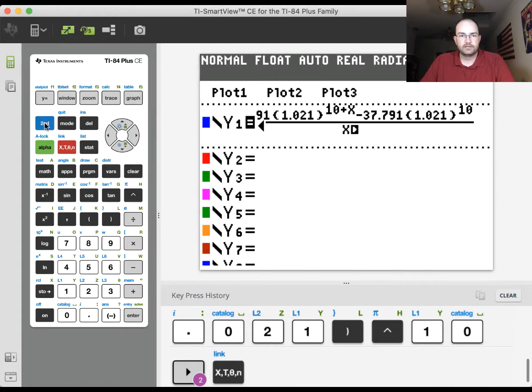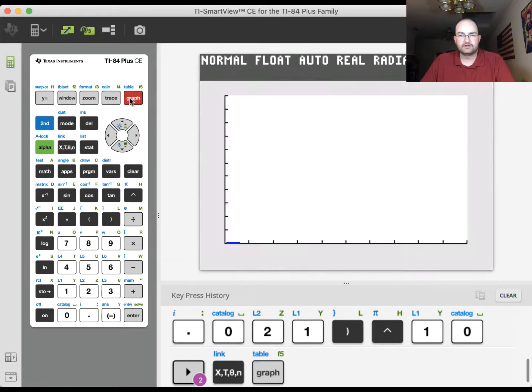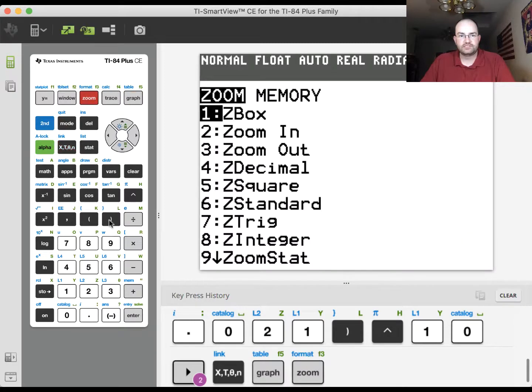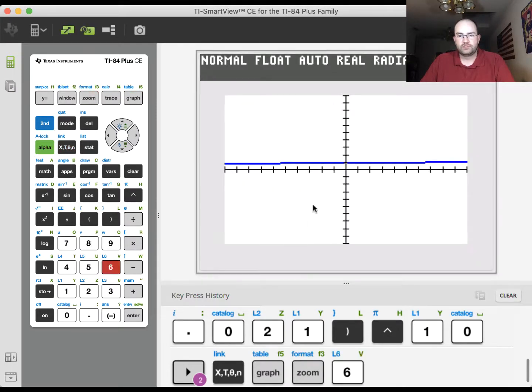Now, if you want to, we can go ahead and graph this in the standard window. We can kind of see that it's going to have a limit that approaches something there. So that's good.